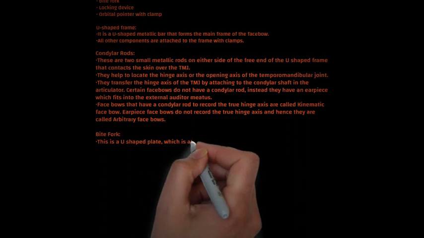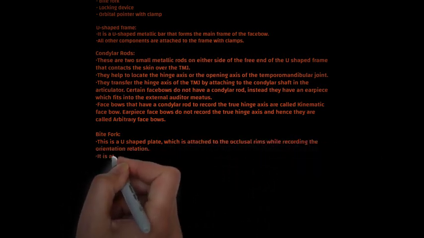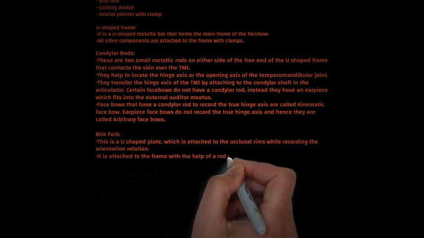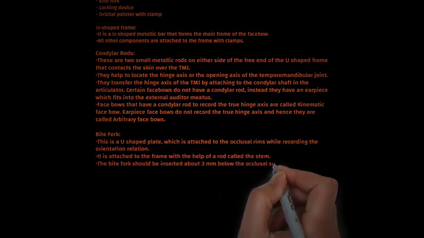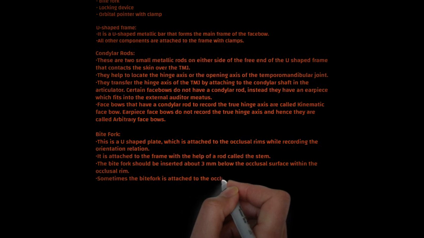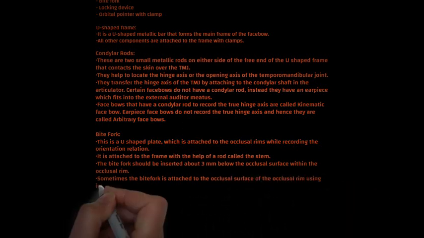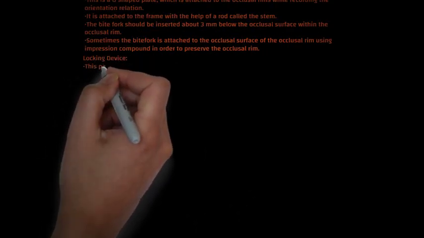Bite fork. This is a U-shaped plate, which is attached to the occlusal rims while recording the orientation relation. It is attached to the frame with the help of a rod called the stem. The bite fork should be inserted about 3 mm below the occlusal surface within the occlusal rim. Sometimes the bite fork is attached to the occlusal surface of the occlusal rim using impression compound in order to preserve the occlusal rim.